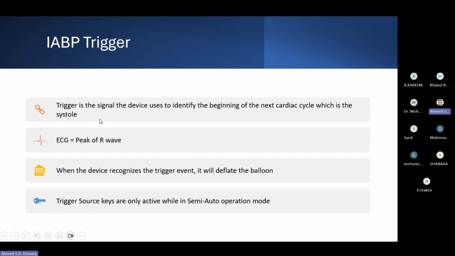The trigger is the signal that the device uses in order to identify the beginning of the cardiac cycle, which is the systole. So the balloon will start the deflation. The trigger might be the ECG waveform, it might be the arterial pressure waveform, and it might be like an internal mode. It might be like using a pacing rhythm in order to identify the timing for the cardiac cycle, the timing for the systole, and the timing for the diastole.